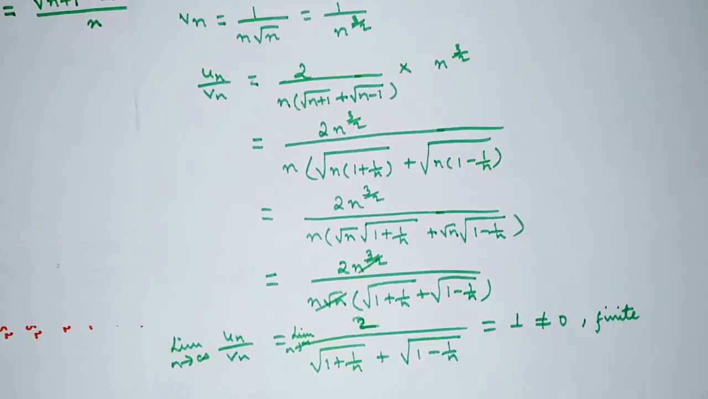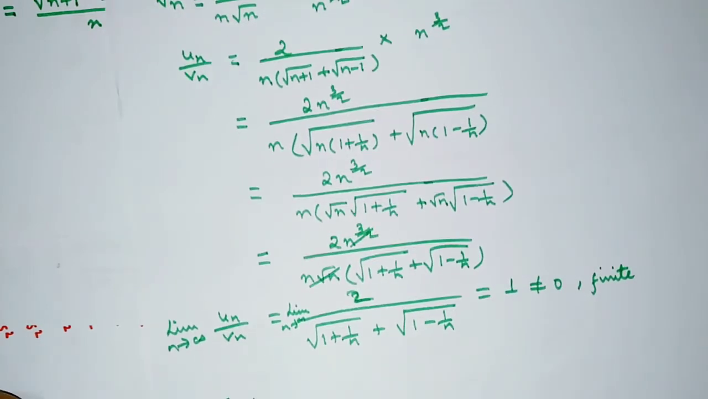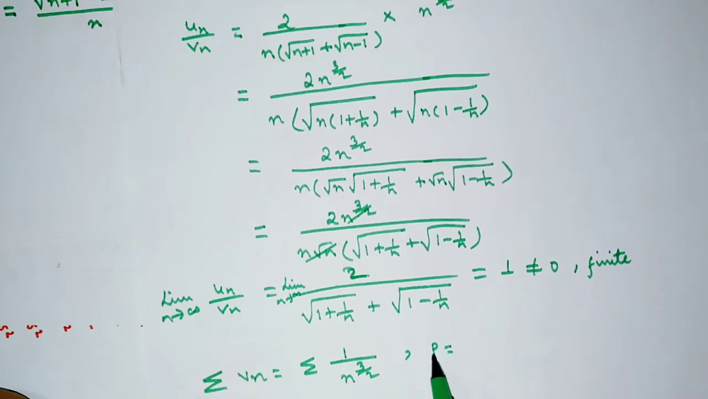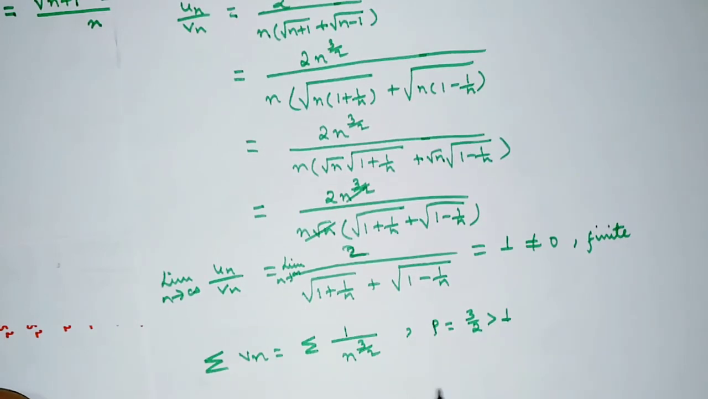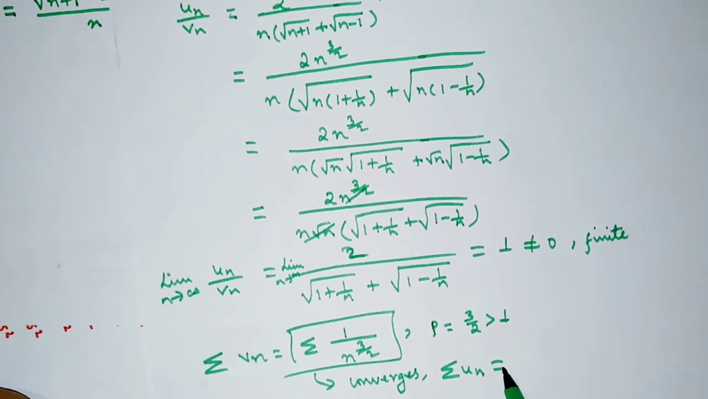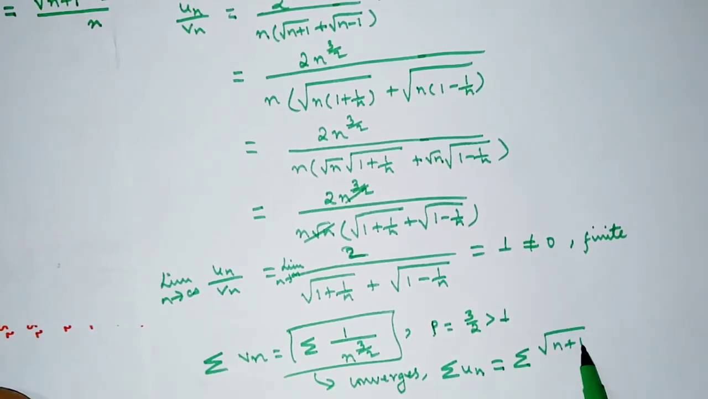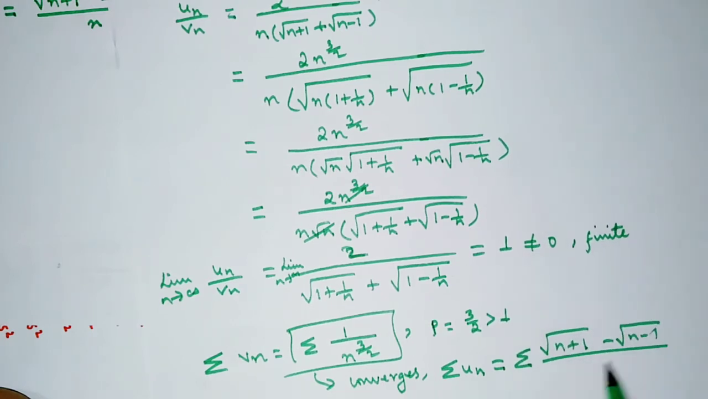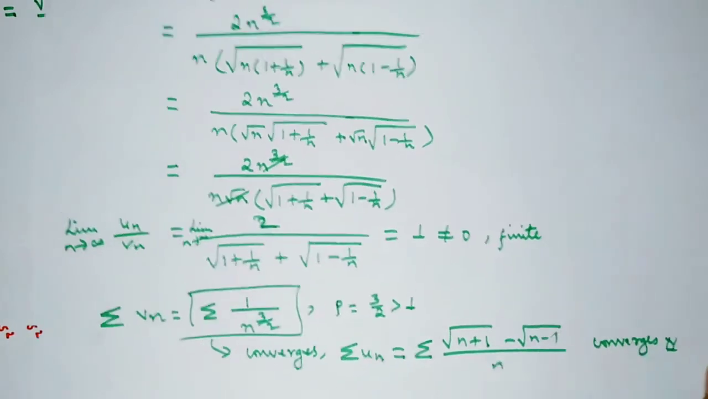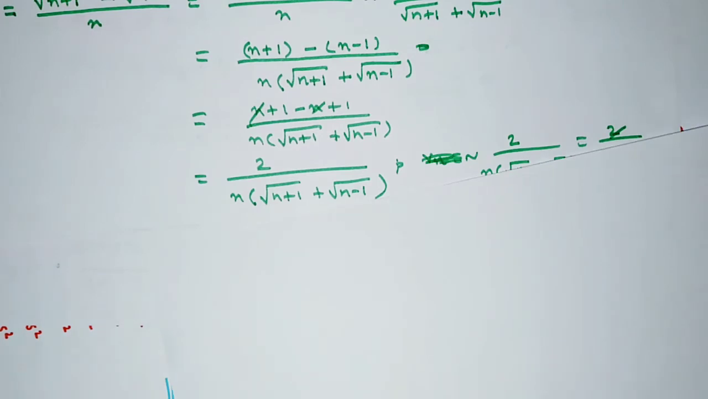Okay, so now take summation Vn, where Vn is 1 upon n to the power 3 by 2. This one also is a p series with p equal to 3 by 2, which is greater than 1. So if p is greater than 1, we know that the p series converges. This one converges. So since this one converges, by the comparison test, summation Un, which is summation root n plus 1 minus root n minus 1 by n, also converges. So let's do the last one.